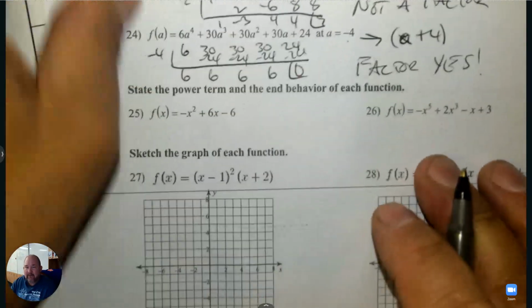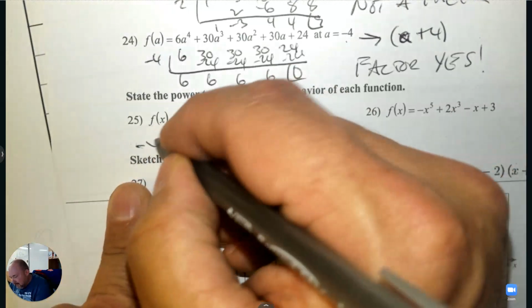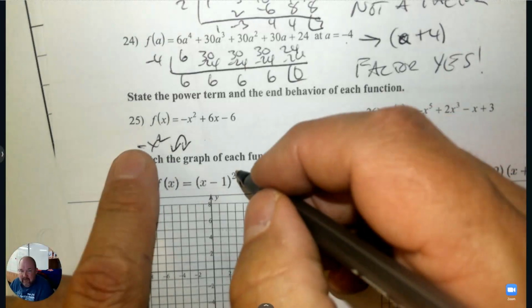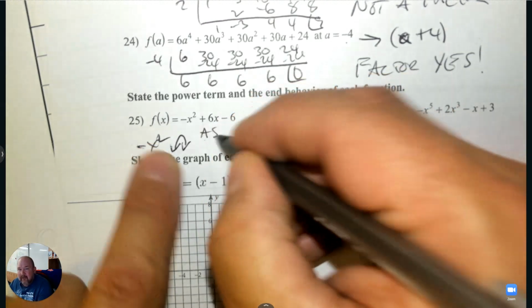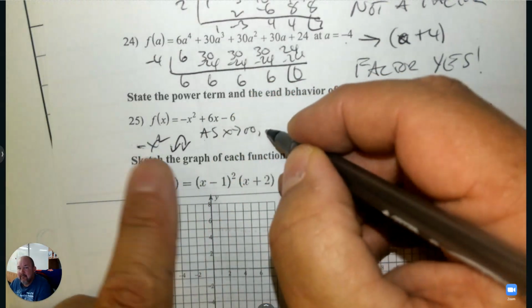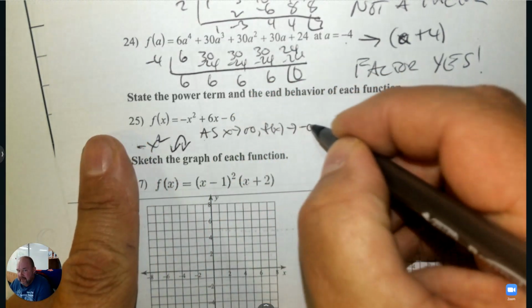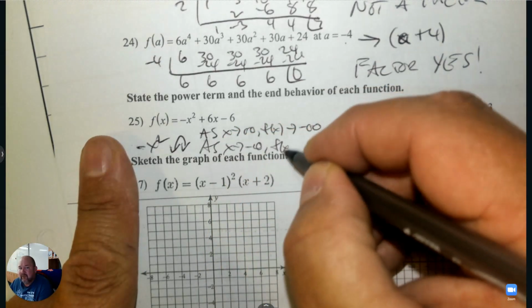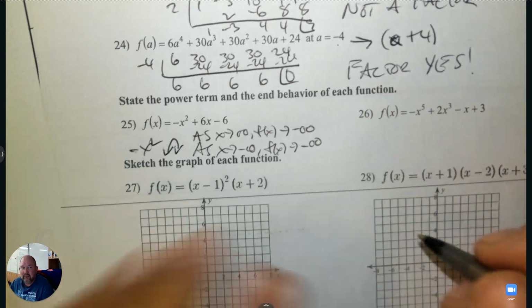All right, what's the power term here? What's the most powerful term? Negative x squared. And what's the end behavior then? Well, that means both ends go down, negative with an even exponent. And then you'd write as x goes to infinity, f of x goes to negative infinity, that goes down. As x goes to negative infinity, f of x goes to negative infinity. So both ends go down.